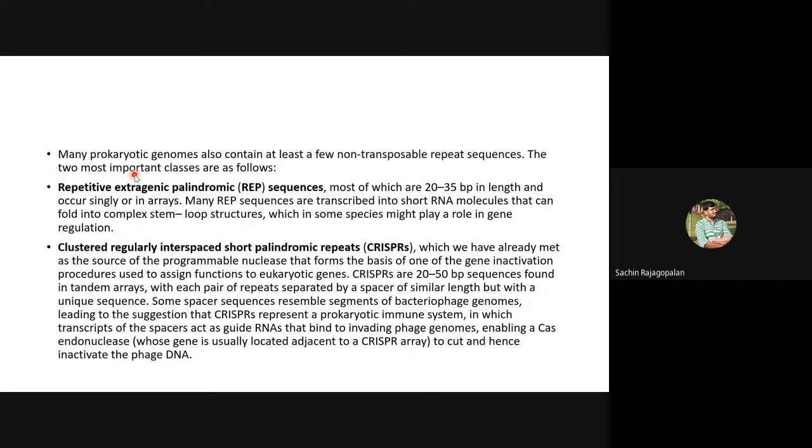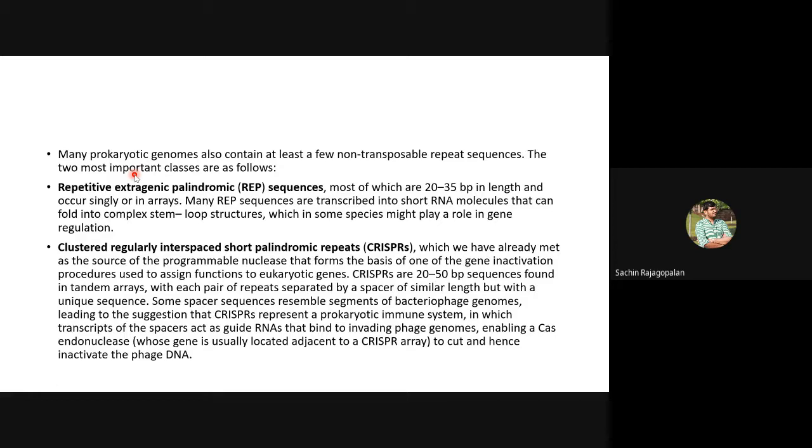Now, many prokaryotic genomes have at least a few non-transposable repeat sequences. Transposable repeat sequences we have seen, but most genomes also have a few non-transposable repeat sequences, and they have been classified into different types. You have repetitive extragenic palindromic sequences. These are 20 to 35 base pairs in length. They may occur either singly or in arrays. These are transcribed into short RNA molecules, and these RNA molecules can form stem loop structures.